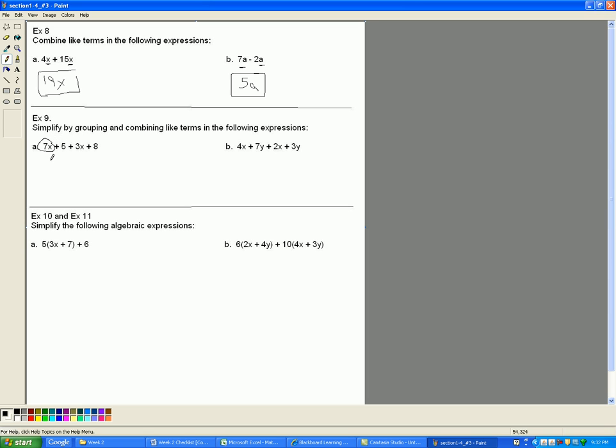I like to go through and rewrite this 7x, and then cross it out so I know I've used it. And then I like to go through and find all the other terms that have the same variable. 5, there's no variable here, so that's not a like term. 3x, ooh, that also has an x, the same variable, the same power, it looks exactly the same. So I'm going to use this guy. So I circle it, and I say plus 3x.